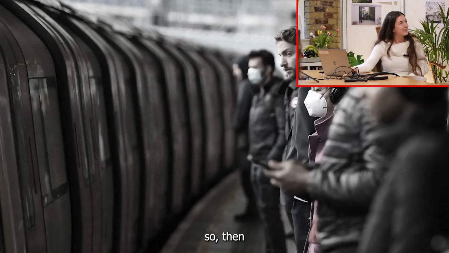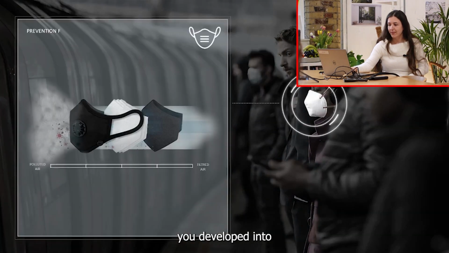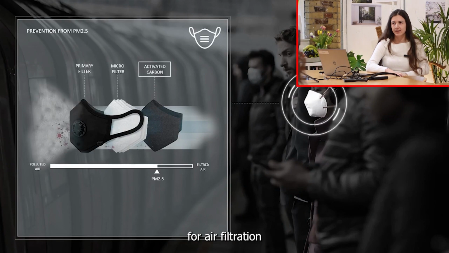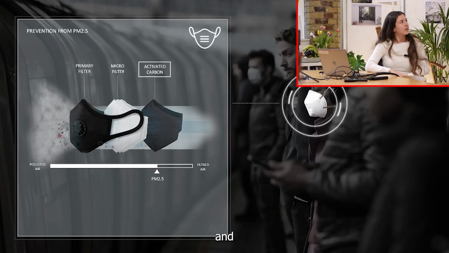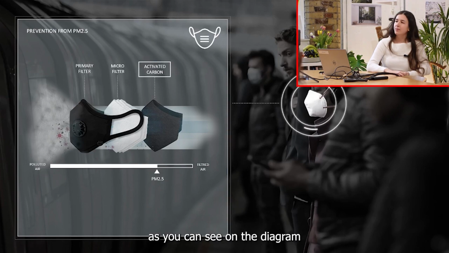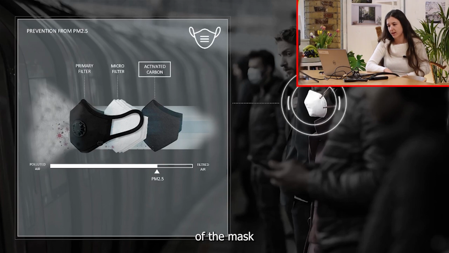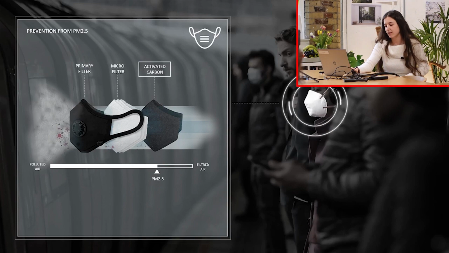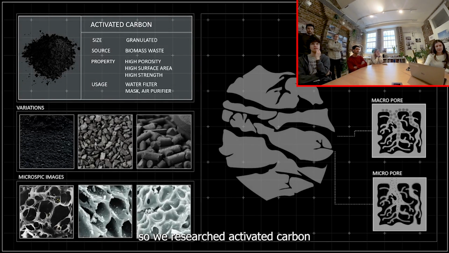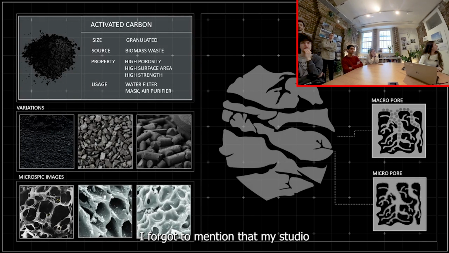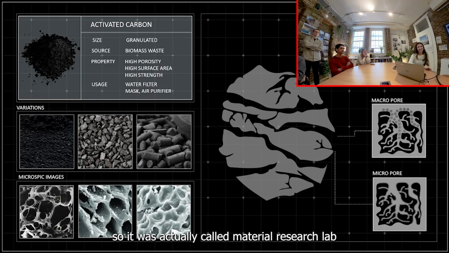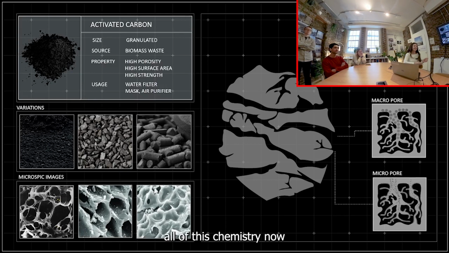And yeah, so then we looked into what is used nowadays for air filtration and also water filtration. As you can see on the diagram, there are 3 main parts of a mask: the primary filter, the microfilter, and then the activated carbon layer. So we researched activated carbon. I forgot to mention that my studio was very materially based, it was actually called the material research lab, so that's why I love this chemistry now.